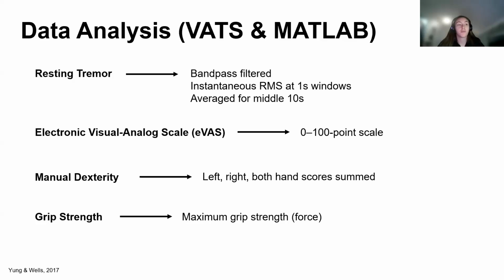And then these were compared both pre and post. Manual dexterity scores were also recorded, analyzed, and compared both pre and post as well. So this was for the left hand, right hand, and both hands together. And then we also summed the scores and compared those both pre and post. We also looked at grip strength scores, where we took the peak value recorded for each hand, and then again compared these values both pre and post.